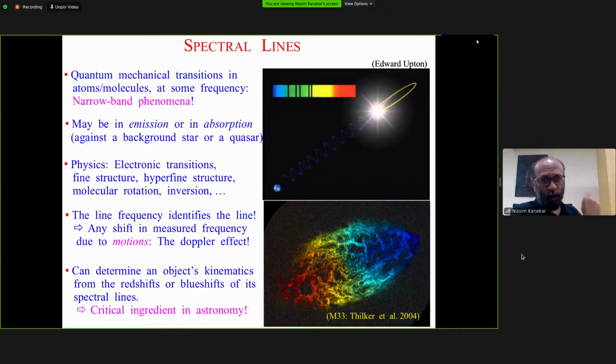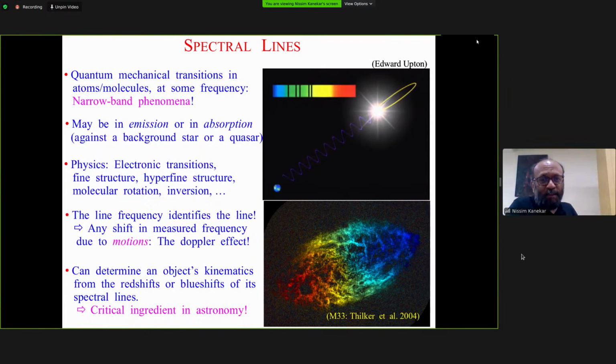And these lines are narrow. By narrow, I mean these are not broadband phenomena. The spread of the line is inherently narrow. The spread is governed by quantum mechanics. And then over and above that, because you have lots of gas, you have lots of these atoms and molecules, some of which are moving towards you, some of which are moving away from you, you wind up with a slight width. But this width is tiny on the scale of spectra.